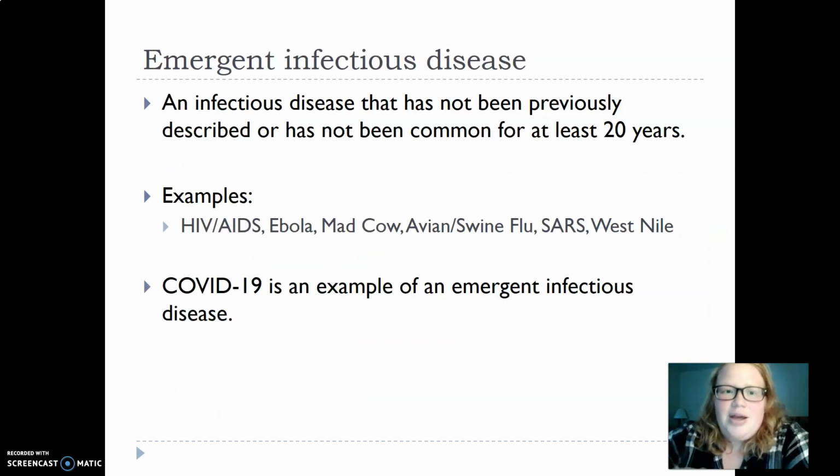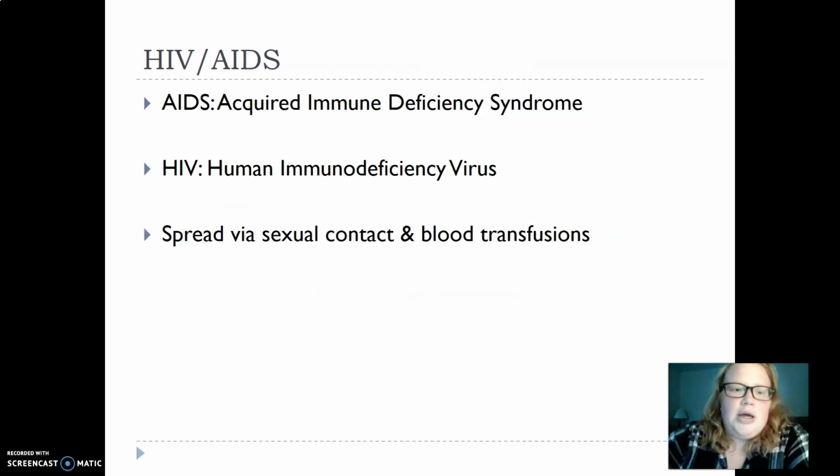Okay, emergent infectious diseases. These are diseases that have not been previously described or have not been common for at least 20 years. Examples would be HIV/AIDS, Ebola, mad cow, swine flu, avian flu, SARS, West Nile. COVID-19 is an emergent infectious disease. We've never seen it before.